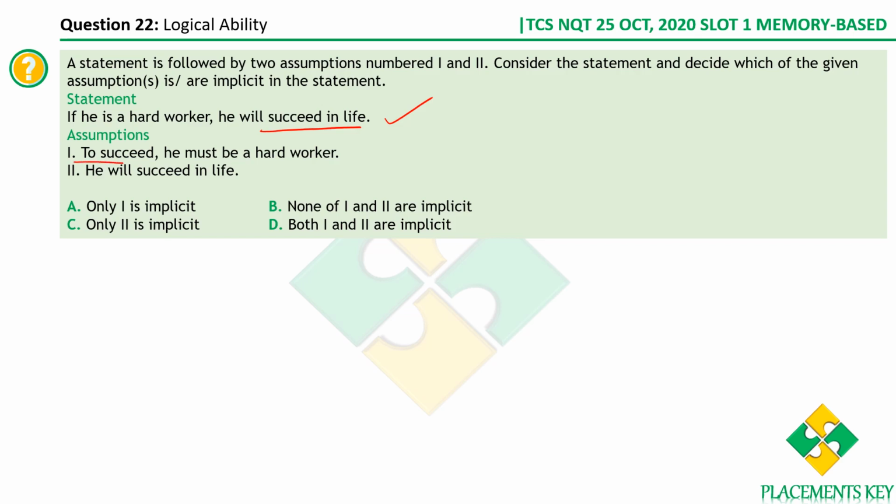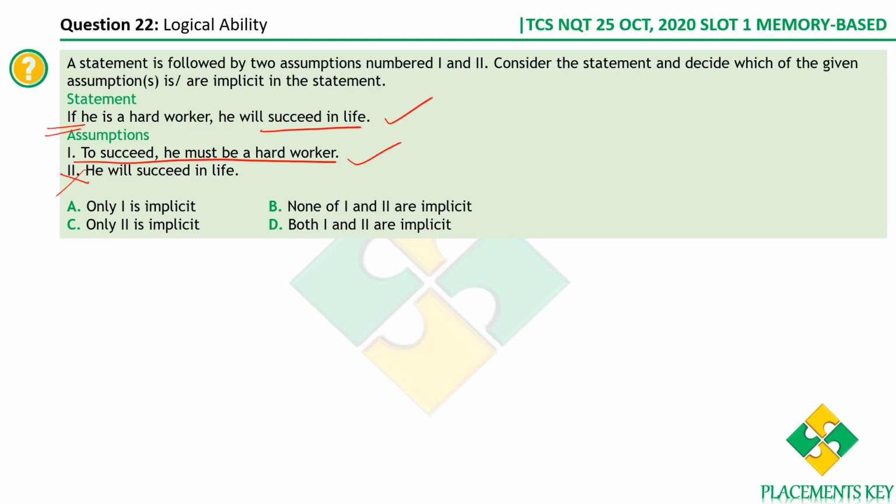So clearly option A, the first assumption, says so. To succeed, he must be a hard worker. Therefore we are saying that if he works hard, he'll succeed. So this is the underlying assumption. He'll succeed in life. This is not an assumption, right? It's a statement. We are saying that he will succeed in life, but we can't really say for sure that he'll succeed in life, because it's a hypothetical case. If he is a hard worker, he'll succeed, but if he is not a hard worker, he may not succeed, right? Therefore this is not a valid assumption.